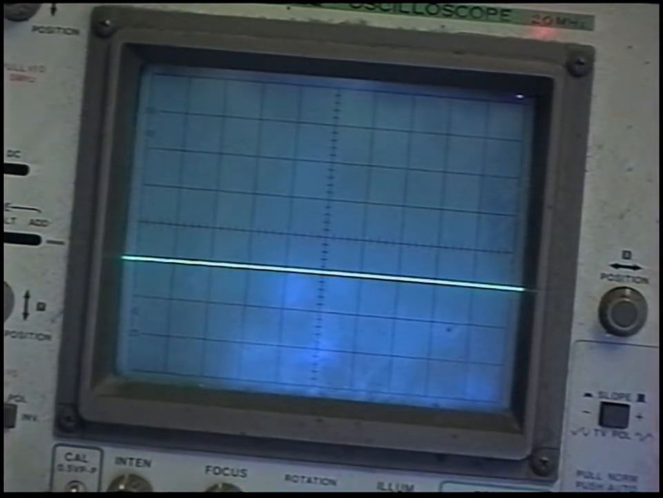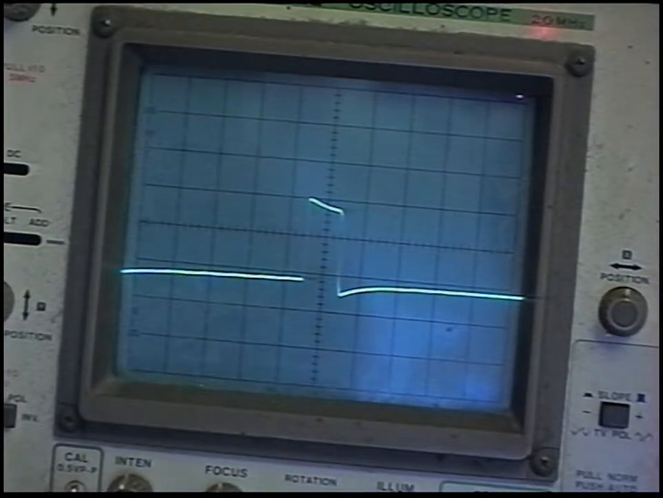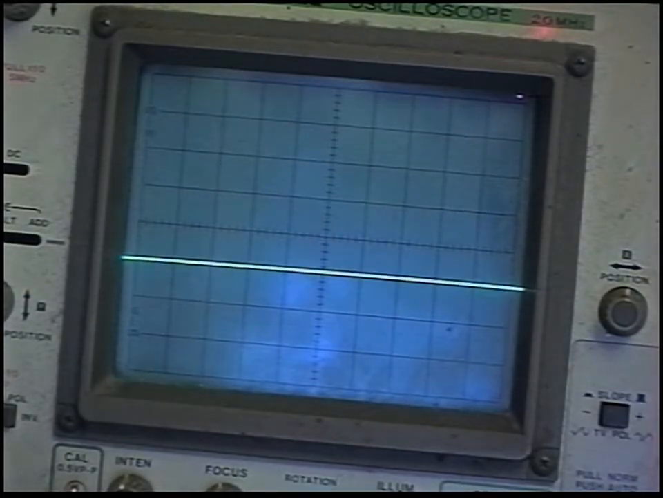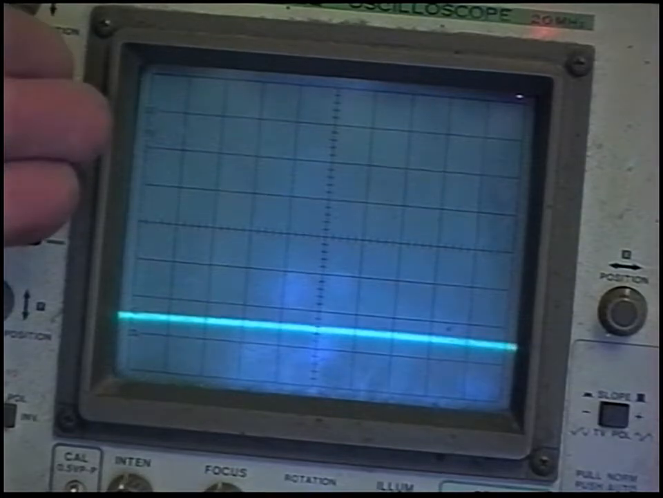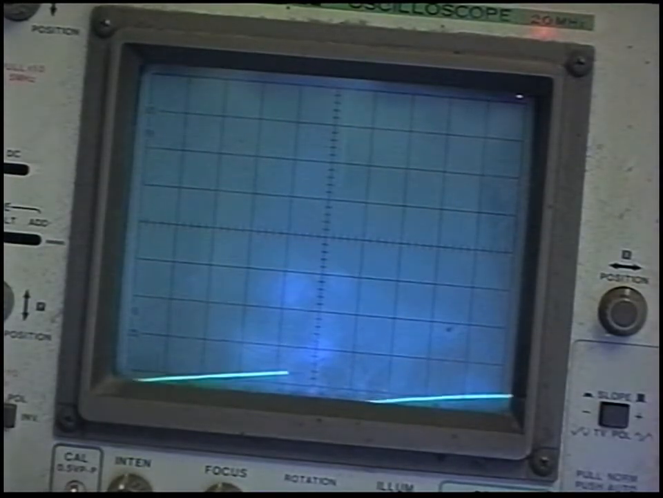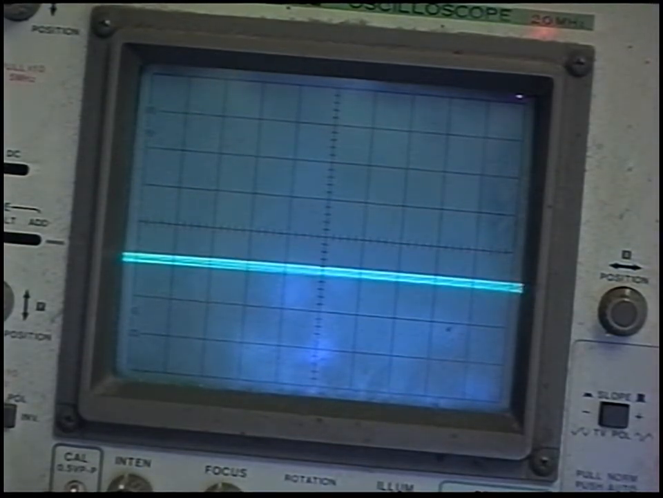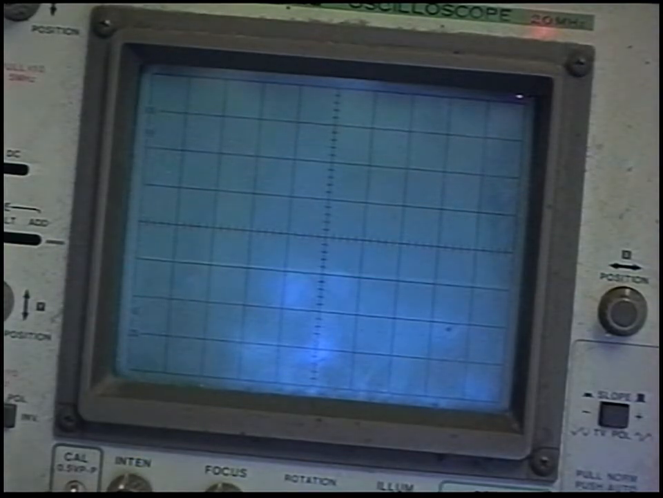Right, so this is the first transistor, Q601. So that's the base. That's the collector. And there's just nothing there. Emitter. And that's connected to the base of Q602. That's the collector.